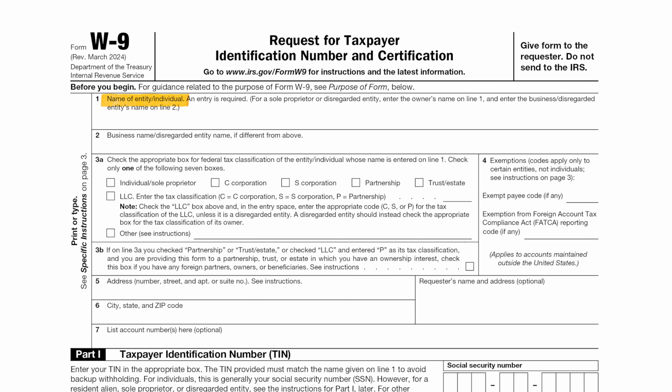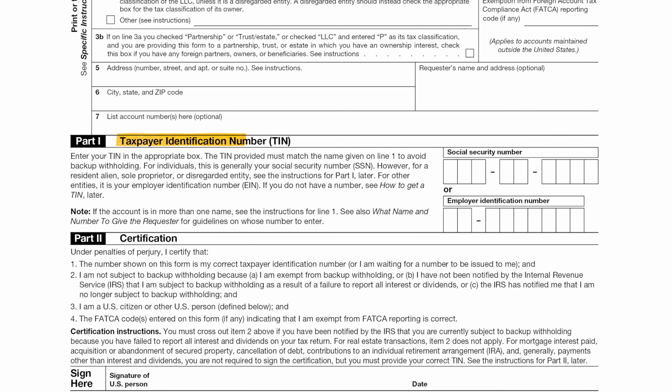Before you can fill out a 1099, you need information from your contractor. This is where the W-9 form comes in. It tells you their legal name, business name if they have one, and their address. And most importantly, their tax identification number. That's either their social security number or their employer identification number.